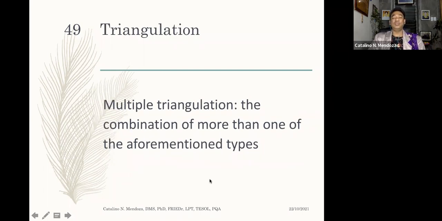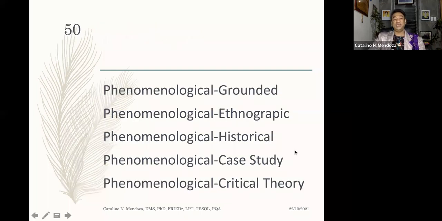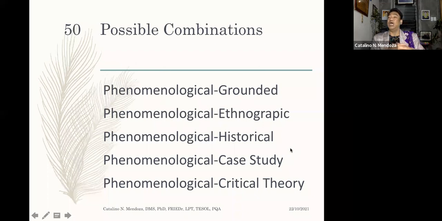And the last one is multi-triangulation, a combination of more than one triangulation type. Later I'll be discussing these one by one. In multi-triangulation, two or more triangulations are combined, like, for example, metaphysical analysis, in which there are more than two research results on the same topic and the same focus. So these are the possible combinations of the triangulations or the mixed method.